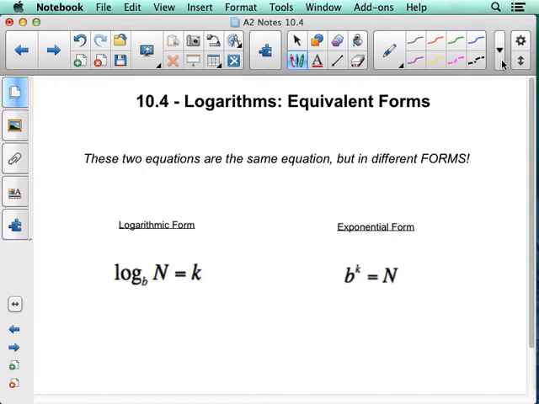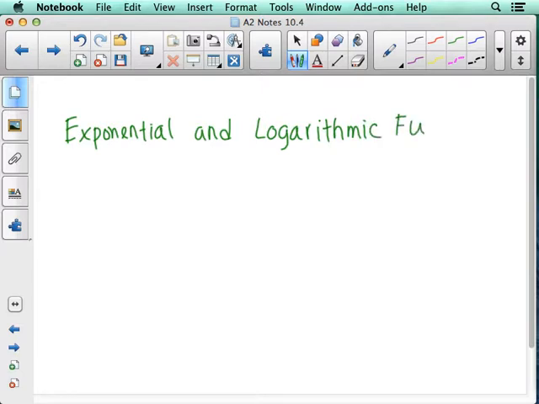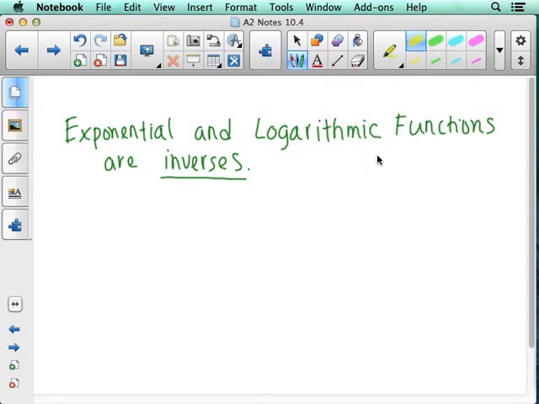Now, first thing you want to know is that exponential and logarithmic functions are inverses. Okay, so that's the important thing to remember here. Exponents and logs are inverses.